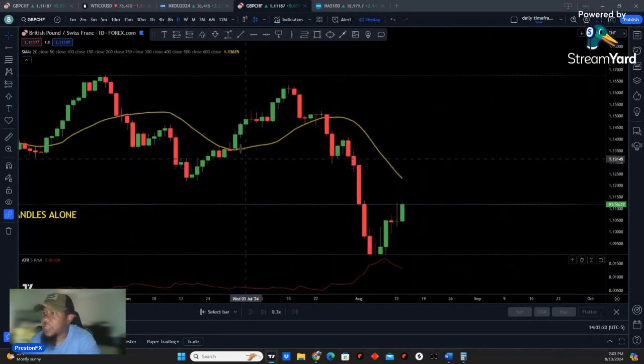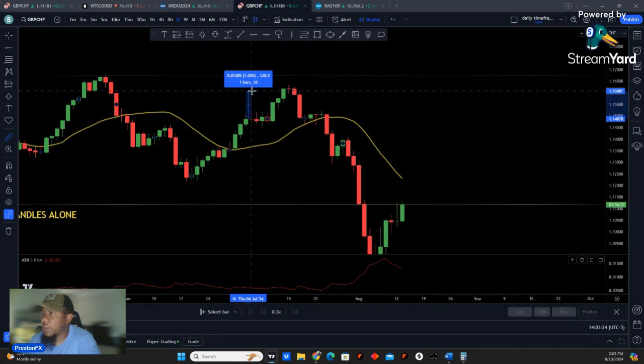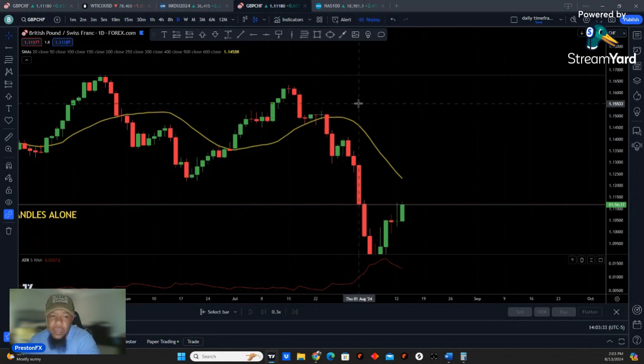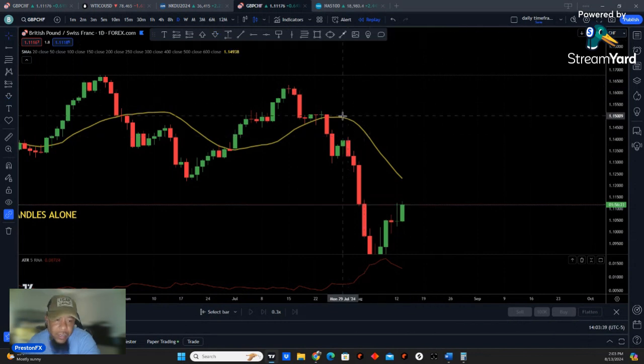But look at this. You can take this one. This one went up 120 pips. That one went up 120 pips. This one is 60. I don't know what else to tell you. I can beat this dead horse over and over again. All I'm telling you is just keep it simple.